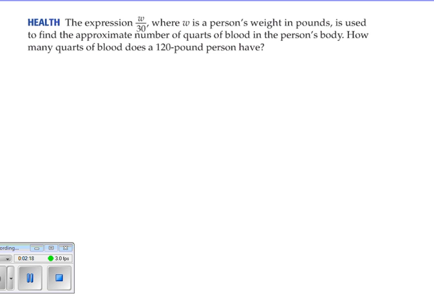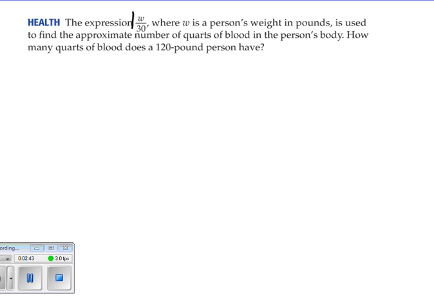Alrighty, so in today's flipped lesson, we're going to explore what we learned today in class, but we're going to push it further into word problems. This word problem starts off: the expression W over 30, where W is a person's weight in pounds, is used to find the approximate number of quarts of blood in a person's body. How many quarts of blood does a 120-pound person have?